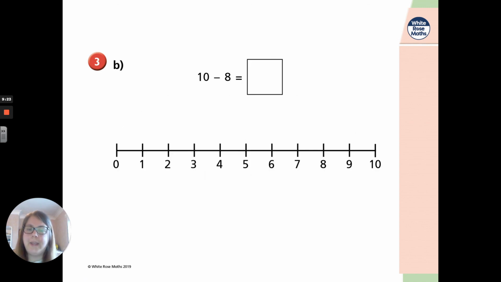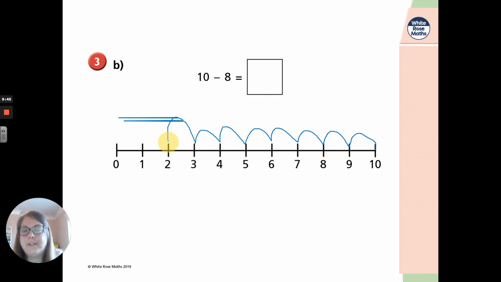10 take away 8. So pause the video and have a go at this one. So remember, I'm going to start at 10 and I'm going to take away 8. But I must count my first jump, not my first number. Are we ready? 1, 2, 3, 4, 5, 6, 7, 8. Oh, I'm not quite sure what happened with my pen there. So my answer is 2. Well done if you managed to do that.